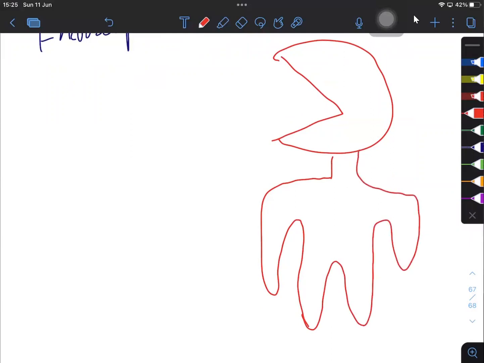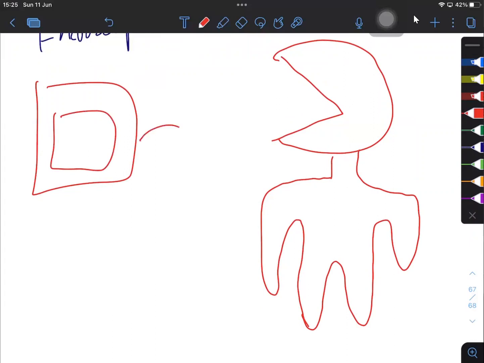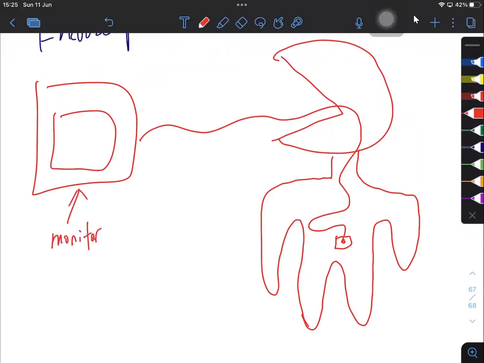Then after that, guys, you've got to label everything at the end of the day. This is your monitor for the endoscope, right? Then this is your optic fiber for total internal reflection, and this is your camera, guys.